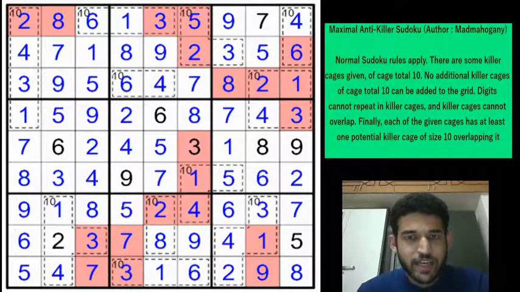The rule part was slightly difficult to understand at the start, but once you get the hang of the logic, it's really nice to solve such Sudokus.